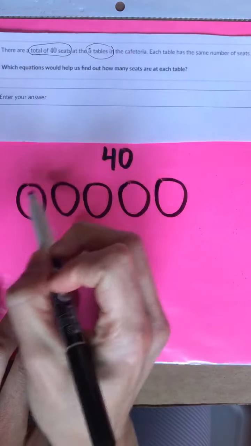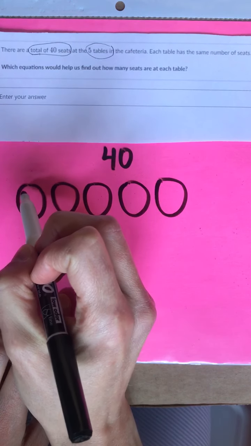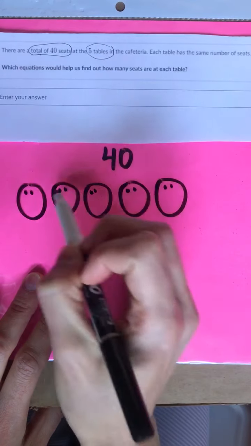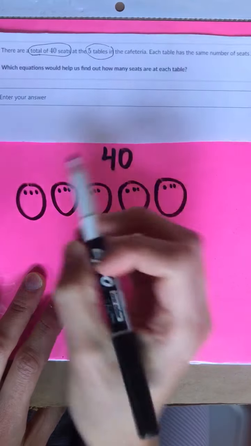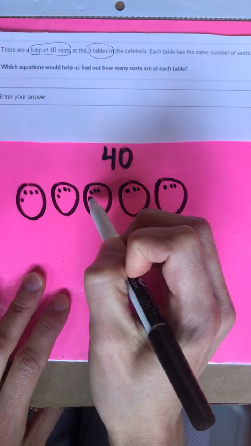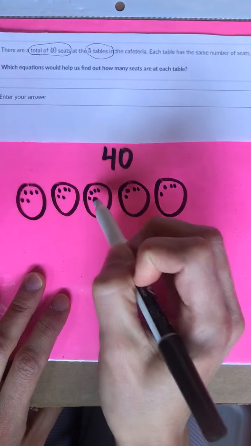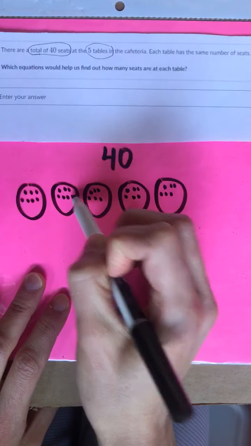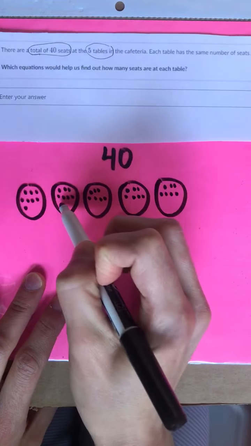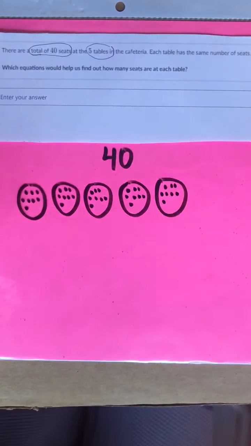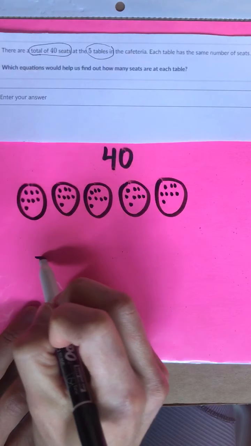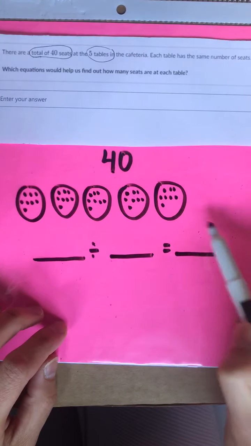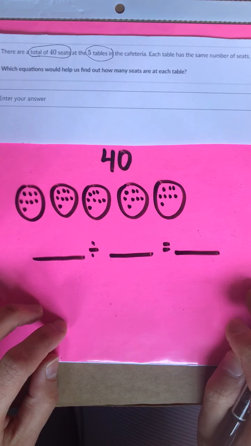Okay, friends, so you should have started and counted. You should have started at 0 and counted on. So 1, 2, 3, 4, 5, 6, 7, 8, 9, 10, 11, 12, 13, 14, 15, 16, 17, 18, 19, 20, 21, 22, 23, 24, 25, 26, 27, 28, 29, 30, 31, 32, 33, 34, 35, 36, 37, 38, 39, 40. Excellent. So I would like you to go ahead and write your division equation that matches your picture. You're going to tell me how many seats were at each table.